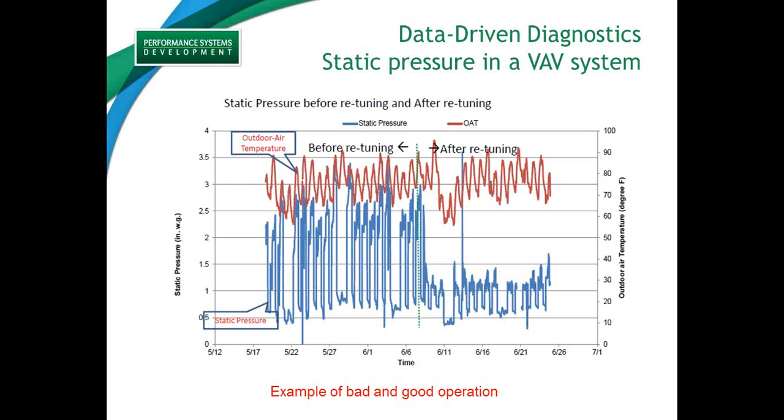The higher the static pressure, the harder your fans are running, drawing more current, using and wasting a lot more power. After the retuning process, you're able to reset the controls to dial the static pressure down to a new set point somewhere around 1.25, maybe as high as 1.5, depending upon the outside temperature. Knowing the affinity fan laws, this is a very large electricity reduction when we're talking about these large air handling units that have very large distribution fans. So an example of good and bad operation.